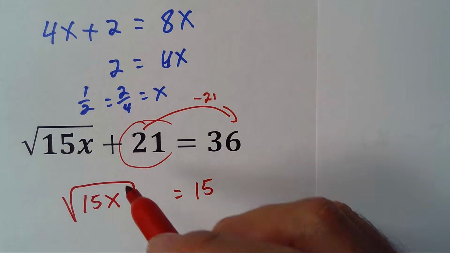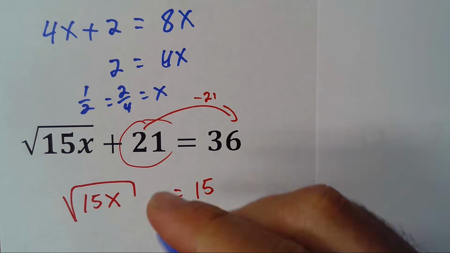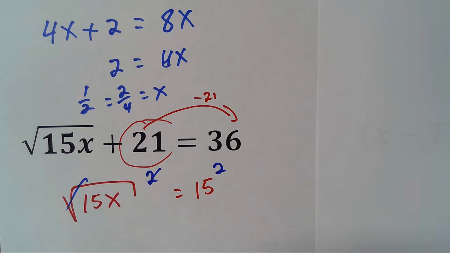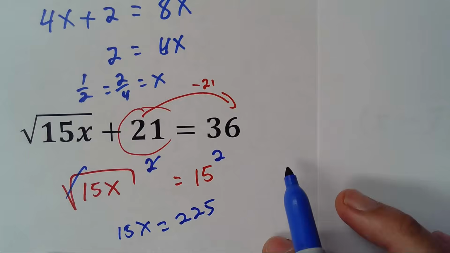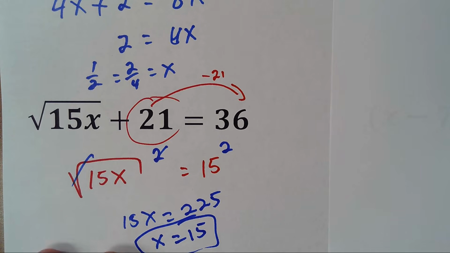So the next step is we square both sides. Okay, so we square here, so this 2 I cancel with the root, so 15x is equal to 225. So then I simplify, divided by 15, x equal 15. That's the answer.